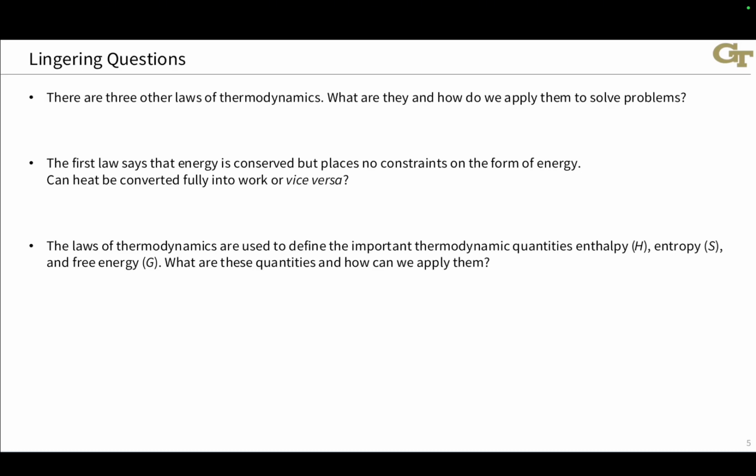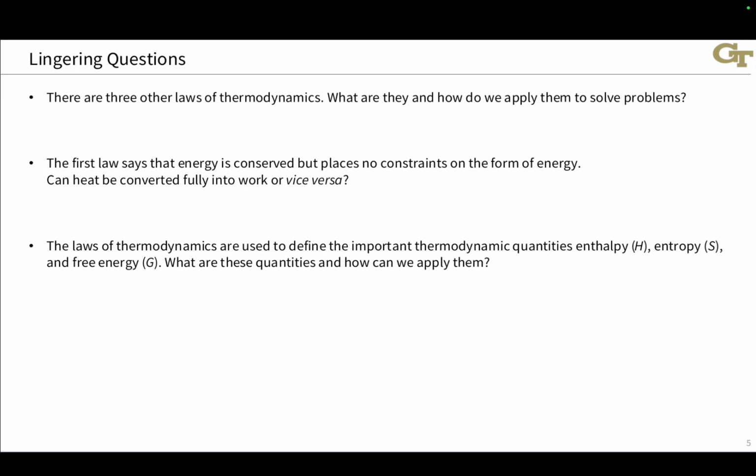The first law says that energy is conserved, but doesn't seem to place any constraints on the form of energy. It seems like we should be able to convert, for example, a full quantity of potential energy entirely into kinetic energy, or we should be able to do some amount of work to achieve that exact amount of, say, heat increase. Can we fully convert heat into work, work into heat, or vice versa? Is that possible, or is that not possible? One of the laws of thermodynamics has something to say about that, and again, you'll get to that in your introductory chemistry course.